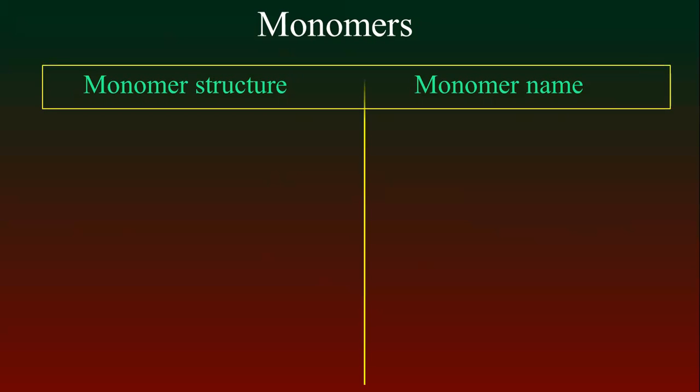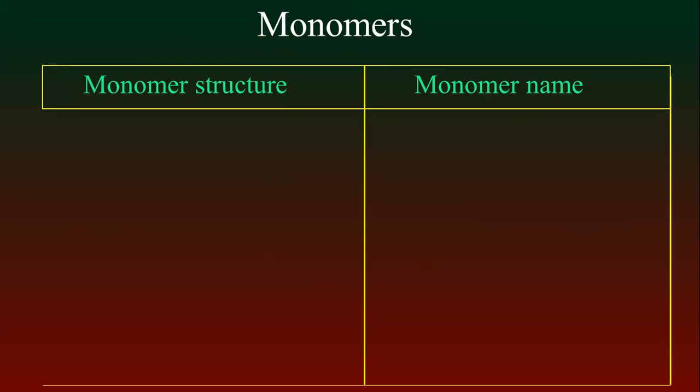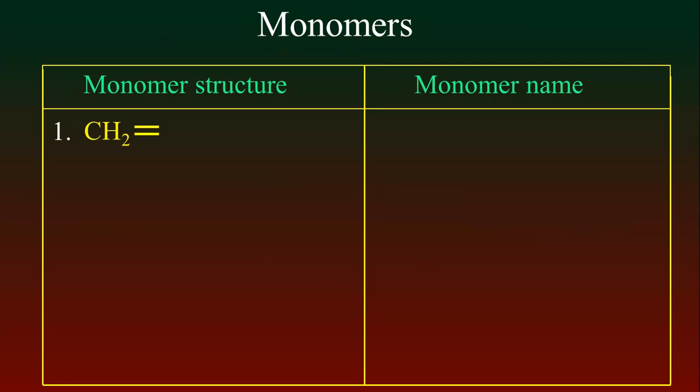First of all, I'd like to discuss some monomeric structures and their commercial and chemical names. Okay, first of all, I'd like to introduce an important monomer, which is ethene or ethylene, which is symbolized as simple capital E.